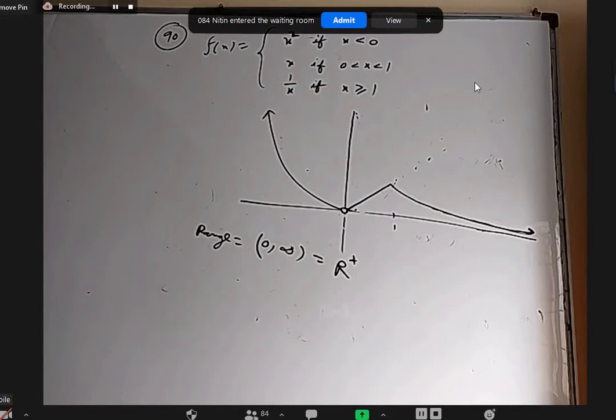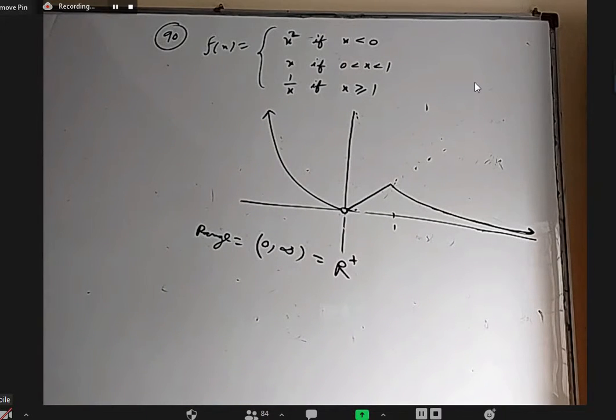So here 0 comes under as a positive number, sir. No, 0 is not positive. That's because 0 is not there only we wrote R plus. If 0 would have been there, we have to write R plus union 0. Yes, sir.